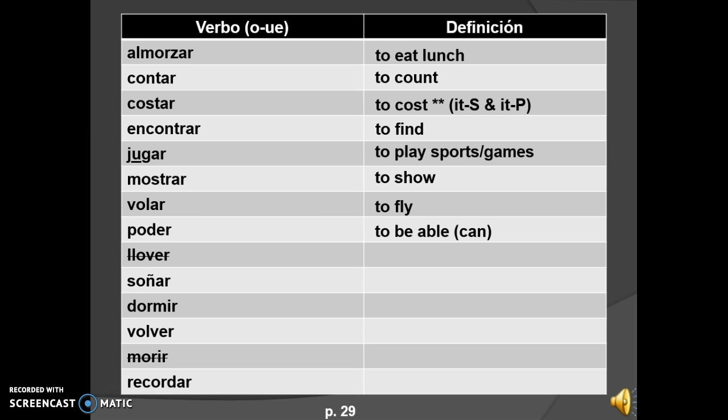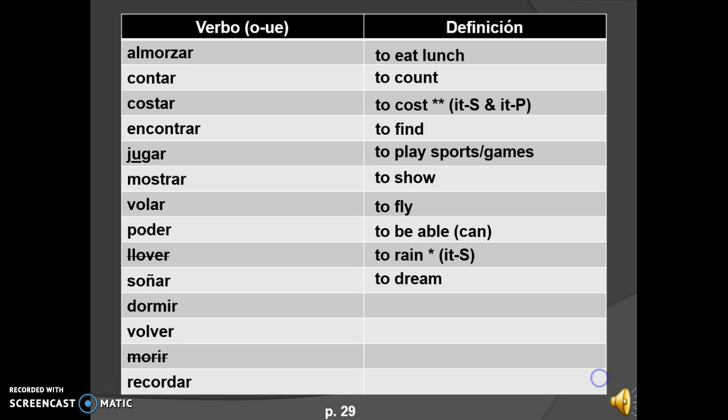You can draw a thin line through it. We will study this with the weather unit because it means to rain. And once again, you're only going to use the it singular because I can't rain, we can't rain. Only the weather can rain.